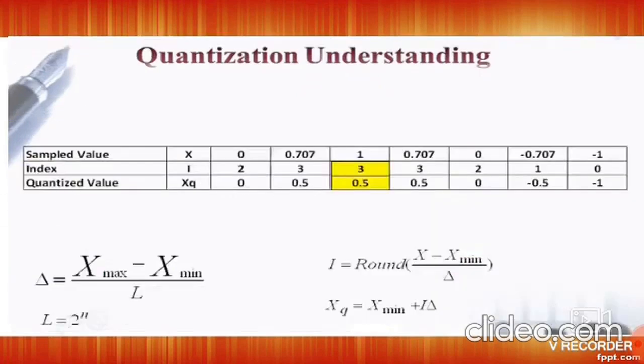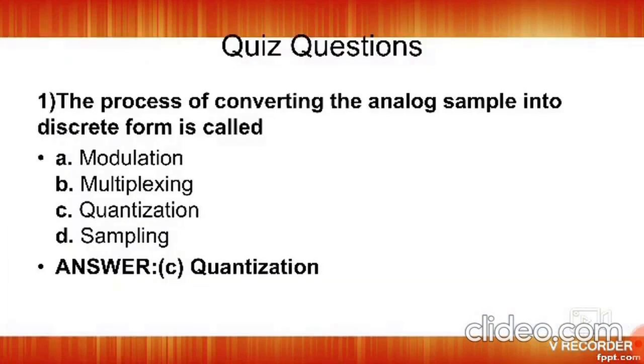Here is one example of the step size calculation. Different x max and x min levels are chosen for different L levels. L is calculated as 2 power n, and the rounded value I is the round off of x minus x min divided by delta. We can also calculate the round off error. After quantization, depending on whether a uniform or non-uniform step size is used, we get different quantization errors, and the amplitude of the signal is discretized.